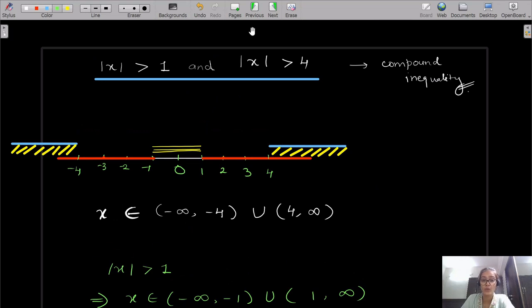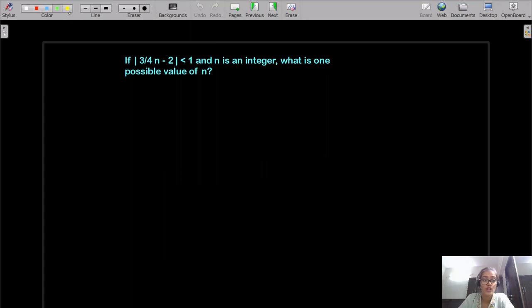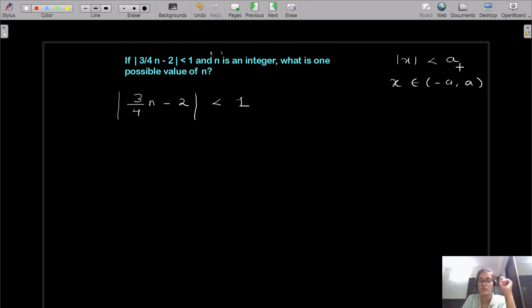Okay, so this is your absolute value compound inequality. Let's do a practice problem. So here we have, if 3 over 4 times n minus 2, all of this is inside absolute value bars, this expression is less than 1 and n is an integer, so what is one possible value of n? Okay, so now we know that if absolute value of x is less than any number a, then x belongs to negative a to positive a. That's what we just saw.